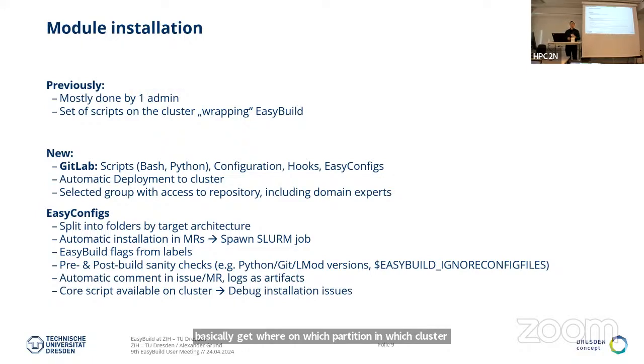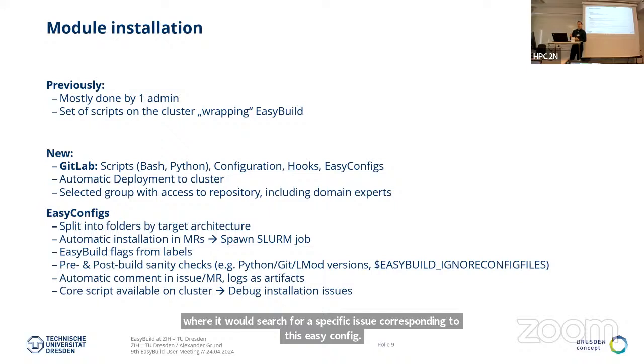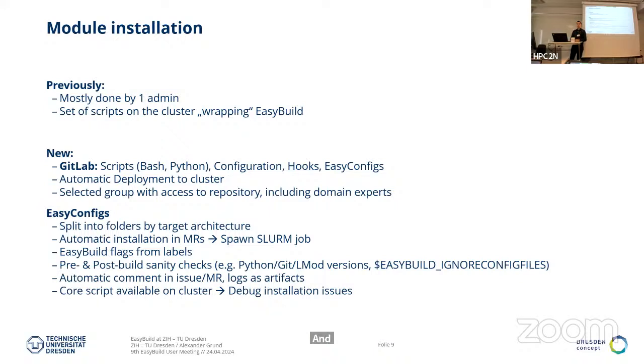We also set up some nice integration with this GitLab where it would search for a specific issue corresponding to this easyconfig and parse the labels set in this issue to give some flags to EasyBuild, such as rebuild, or in the beginning, we also did something like accept EULA for CUDA or Intel compilers, just to have it explicit.